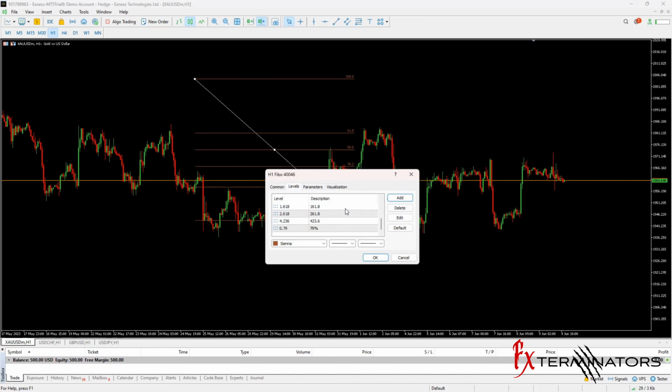I don't call it 61.8, because this level is seen as a golden level for me, so I call it 62%. Then for 100, you can call it 100%. So you get the idea. Let's leave the remaining levels; we don't have any business with them. The important levels to us are just the 79% and the 62%. So you click on OK.